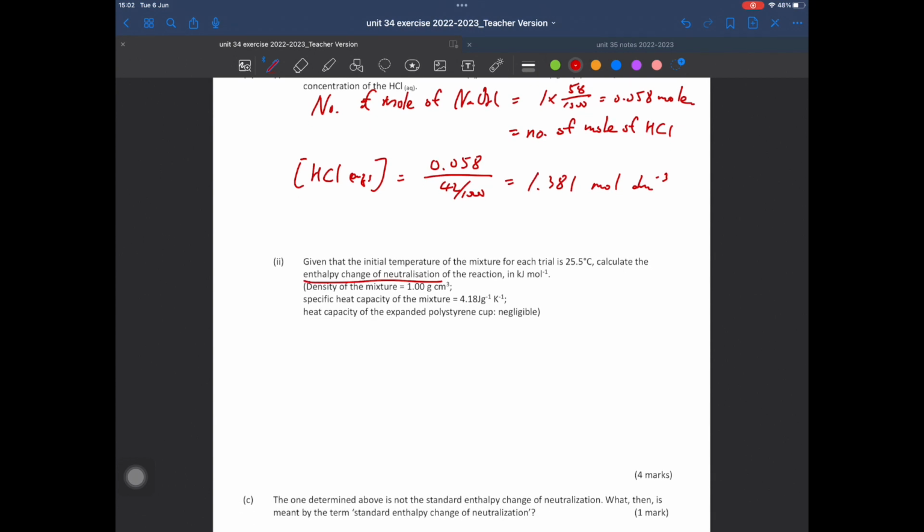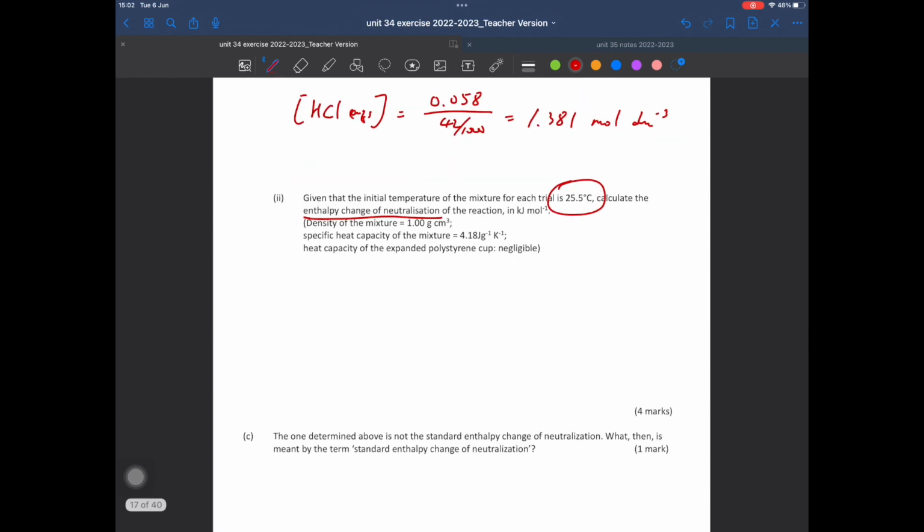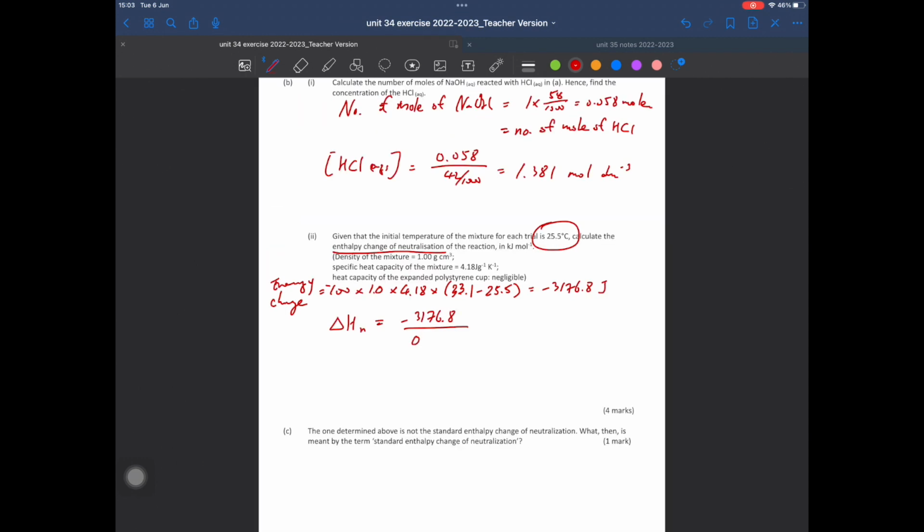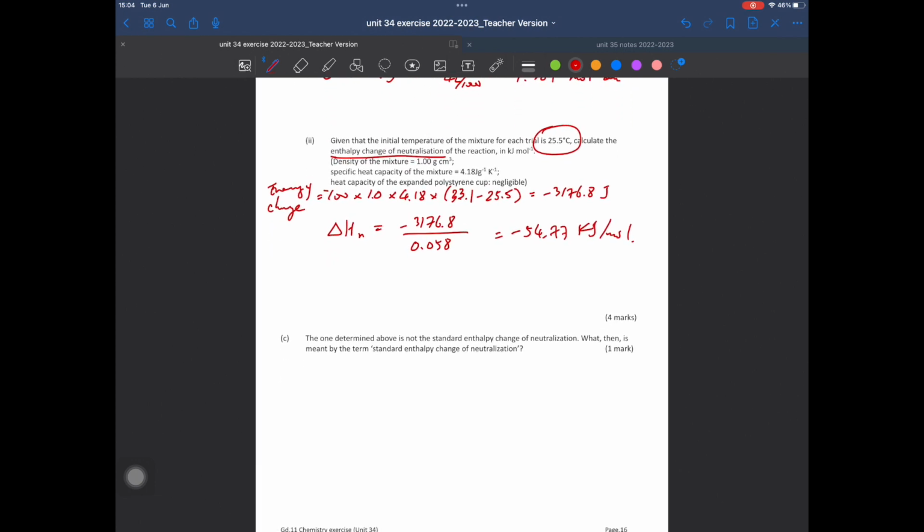Next one, calculate the delta Hn with the initial temperature. So first of all, mc delta T. Don't forget to have a negative sign. And next one is, what is the amount of water formed during the reaction? It's 0.058 mole, right? So we can get the answer like this.